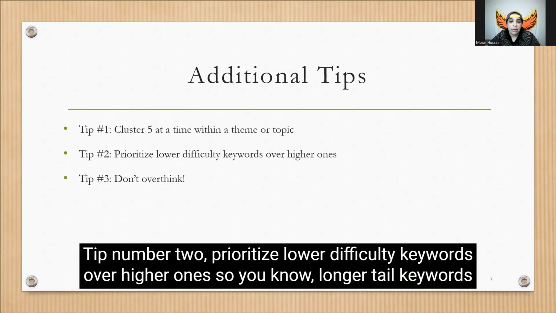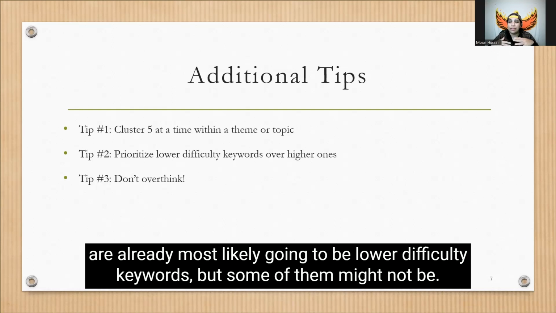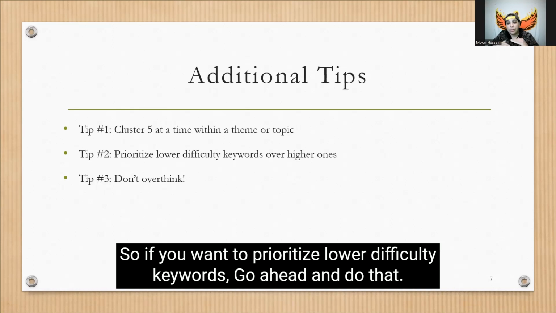Tip number 2, prioritize lower difficulty keywords over higher ones. Longer tail keywords are already most likely going to be lower difficulty keywords, but some of them might not be. So if you want to prioritize lower difficulty keywords, go ahead and do that.